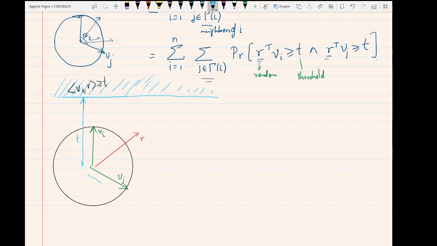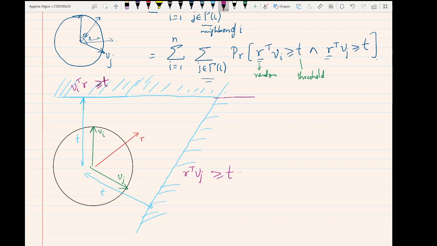Similarly, with Vj, if you take a distance T and draw a perpendicular line, then the corresponding dot product in this region has Vj comma R inner product greater than or equal to T. So maybe I should not introduce this particular notation, R transpose Vj. This is Vi times R greater than or equal to the threshold T. Of course, the threshold T, I've drawn it in an exaggerated way to make things clear. The T that we choose will actually be much closer.